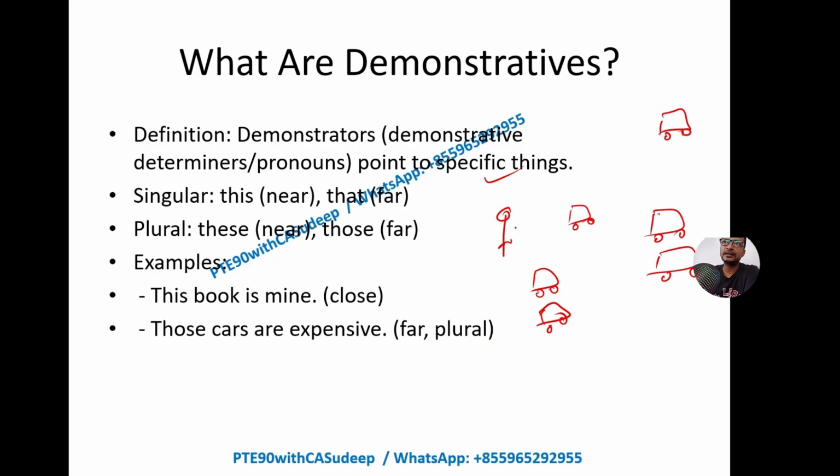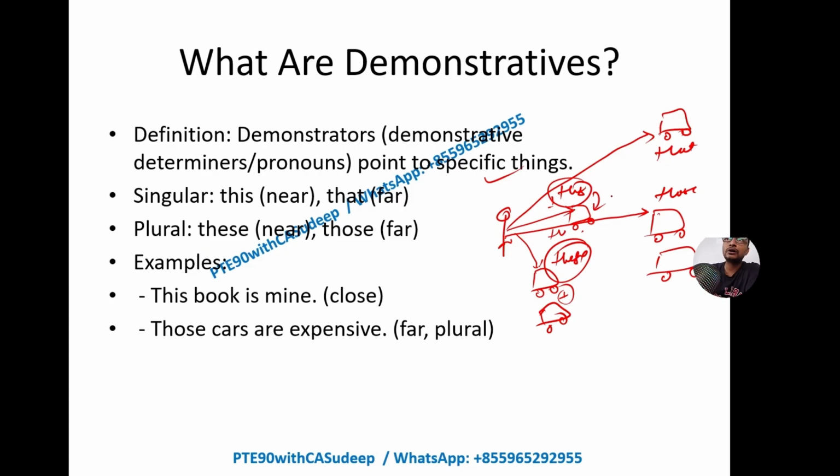So if you are standing here and pointing out to the near car, that's one car, then you can say this car. Okay, so if the noun is singular and near, you should say this. If the noun is singular and far, you should say that, because that is the far one, right? And if the cars are near, but there is more than one, plural, then you can say these cars. And if the noun is far and plural, then you can say those cars. Car is the noun here.